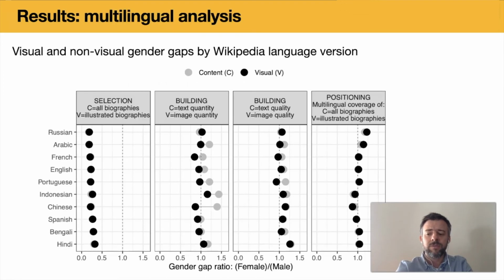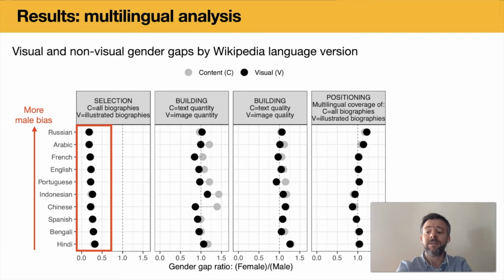Our main result is related to multilingual analysis. You can see that much of the male bias appears at the article selection stage, that is, deciding which personalities should have a Wikipedia page. Russian and Arabic are the languages with more male bias in the selection of biographies.